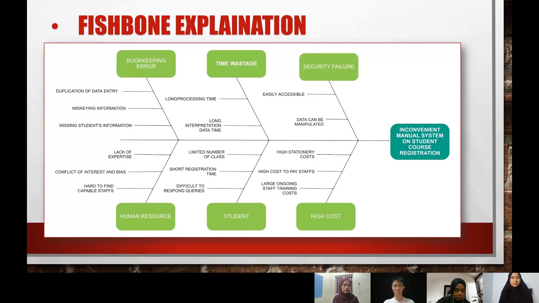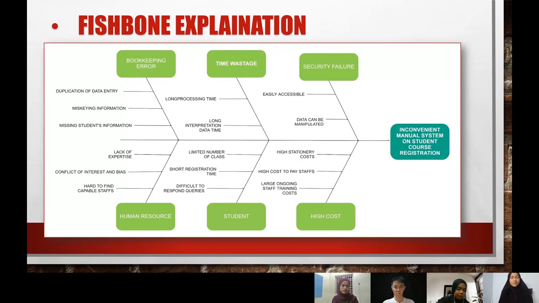The second problem is high cost. Our client needs to bear a lot of expenses such as paper costs. Other than that, they have to spend heavily on staff payment and staff training. The next issue is time wastage. Due to the long processing time, students have to wait for their results. Dissatisfaction among students may then arise due to this problem.